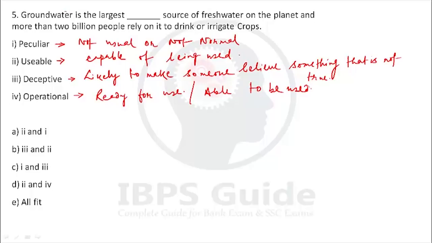So which can be the correct option? Groundwater is the largest usable source, and groundwater is the largest operational source. So usable and operational will be the correct option. Rest are wrong. So our answer will be 2 and 4. That is D answer, 2 and 4.